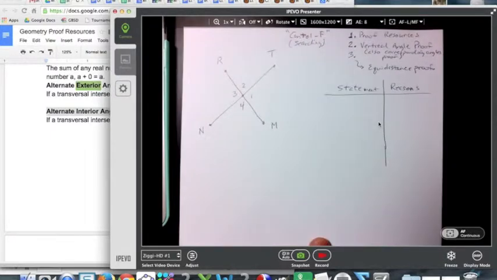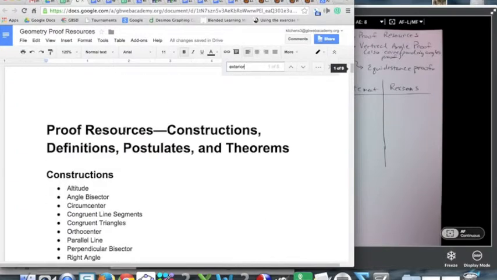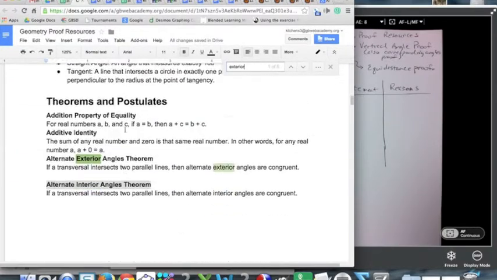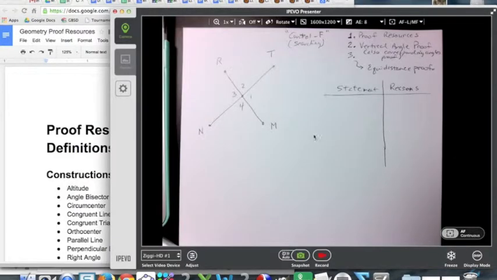Again, if you're stumped on what you're doing as far as terms, just use this resources document. It's got a ton of information. It's going to be really helpful for you. And making it searchable is the key here.